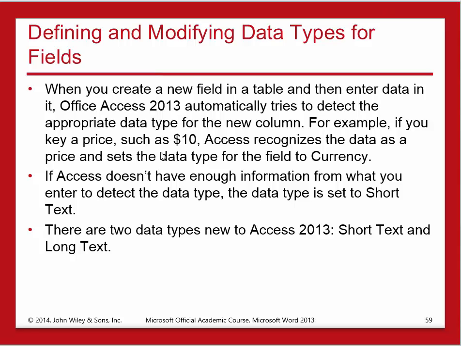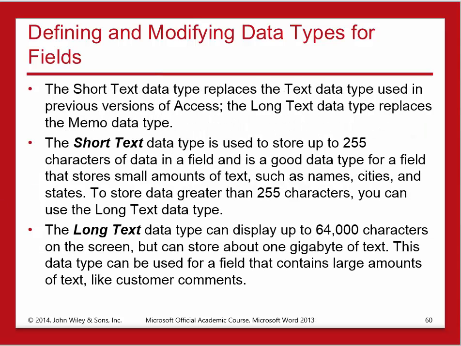When a new field in a table is created and you enter data, Access will automatically try to detect the appropriate data type for that field. When you key in a price, such as $10, Access will recognize it as a price and set it as currency. If it can't recognize the data type, it will set it as short text data, and that is used to store up to 255 characters. Long text data will display up to 64,000 characters. So it would be used if you have a lot of data that might be typed into that field.